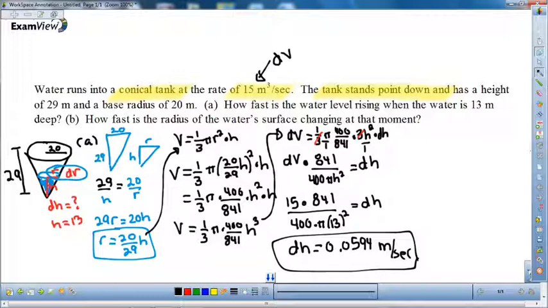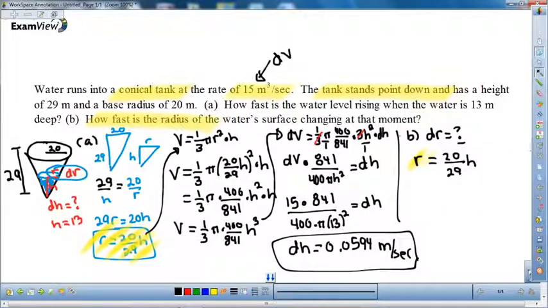Part B asks, how fast is the radius of the water surface changing at that moment? So part B, we want to find what dr is. So since we don't know anything about dr, we're going to use the formula that we already found in part A. And here's my formula. So I'm going to use r is equal to 20 over 29 h. So I'm going to take the derivative of this.